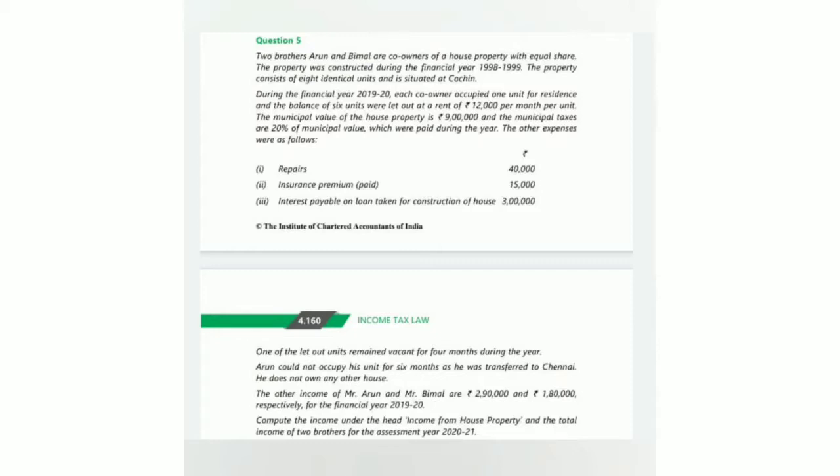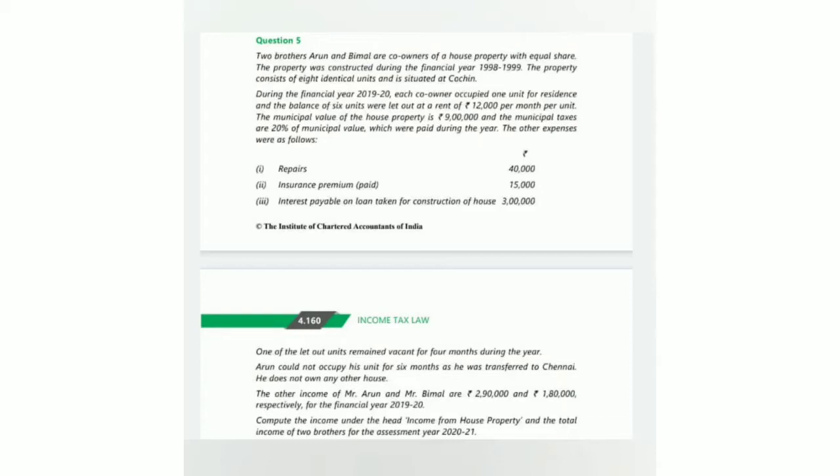One of the let-out units remained vacant for 4 months during the year. So please remember this point. So the total houses are 8. You have to deduct 2 houses which are self-occupied. So the remaining 6 units were let out at the rent of rupees 12,000, out of which one of the let-out units remained vacant for 4 months. So this is unrealized rent. We have to deduct this unrealized rent from the actual rent.